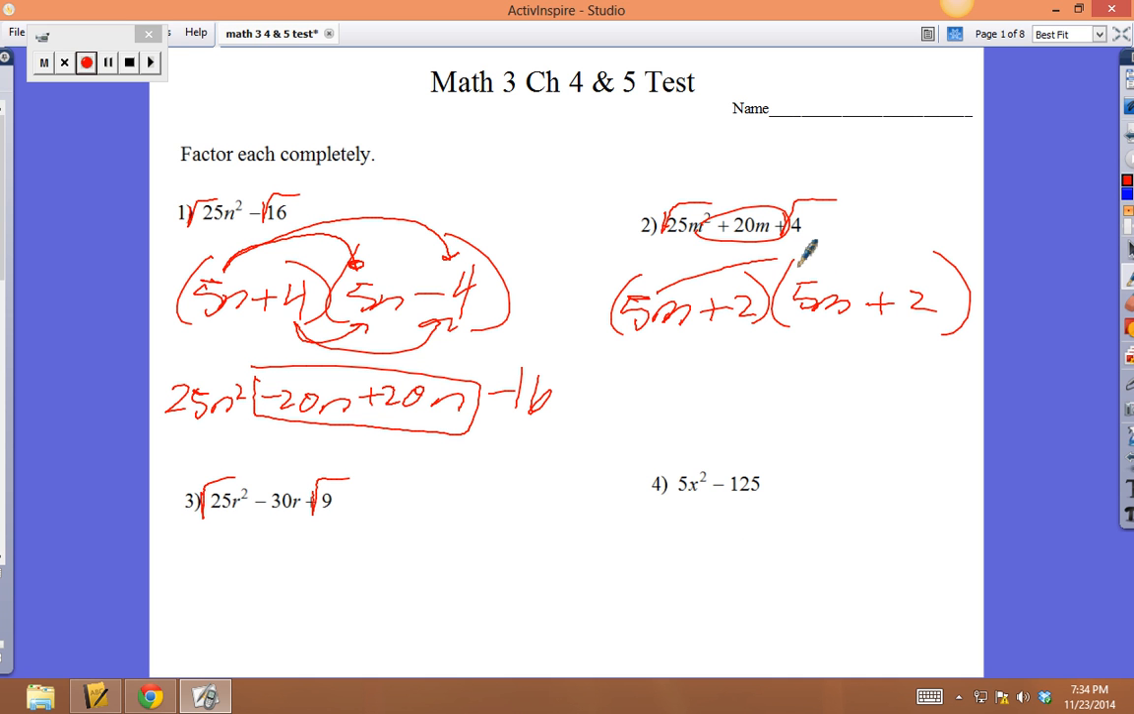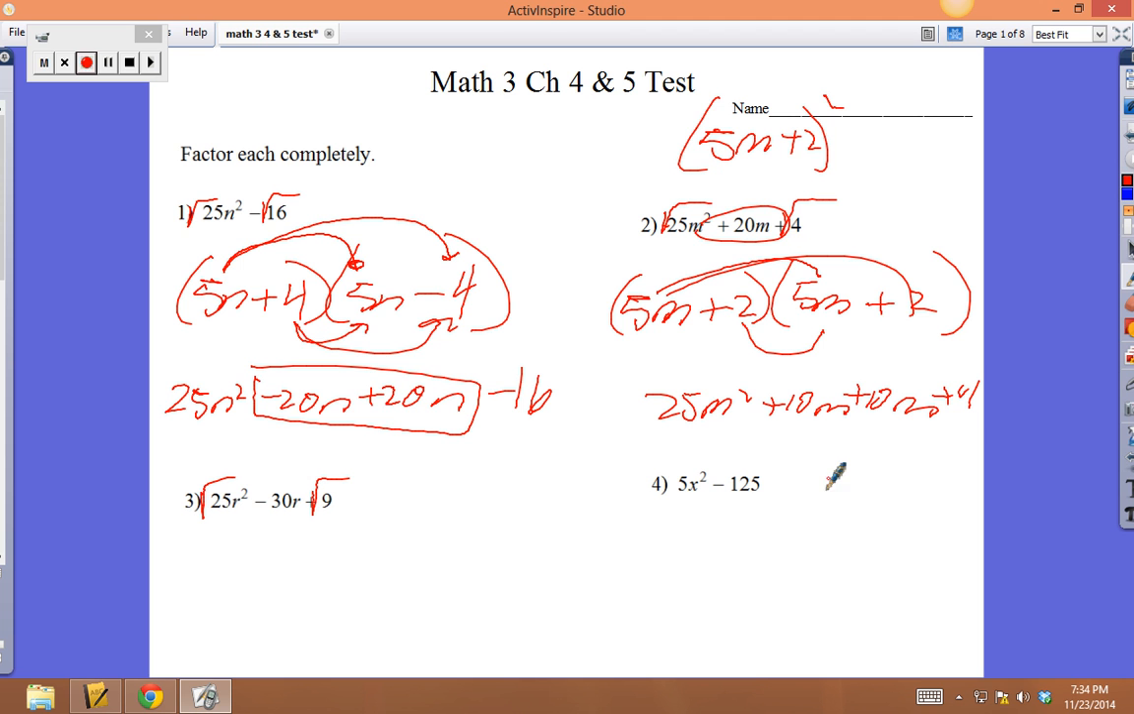So you can check it real quick. 5m times 5m, that's 25m squared. 5m times 2, that's 10m. And 2 times 5m, that's another 10m. So that's how they're getting the 20m, is they add 10m and 10m. And the last one is 4. So you can write it just like this. 5m plus 2, that whole quantity squared.